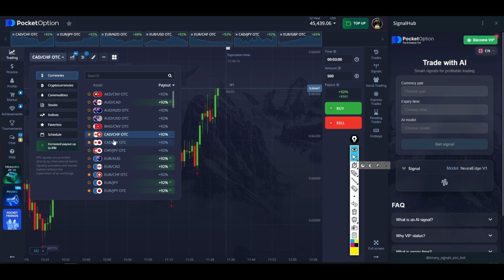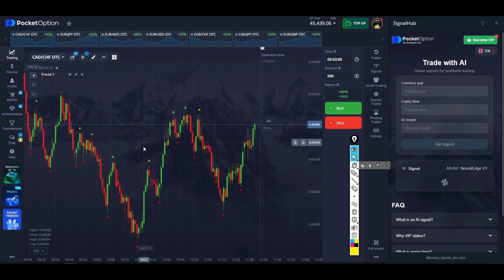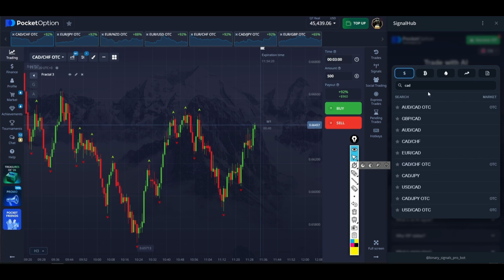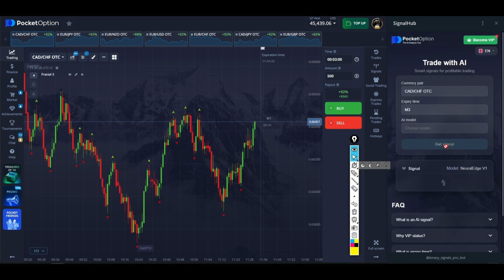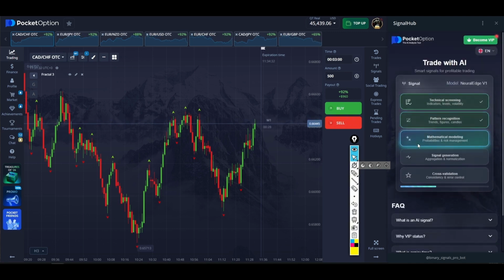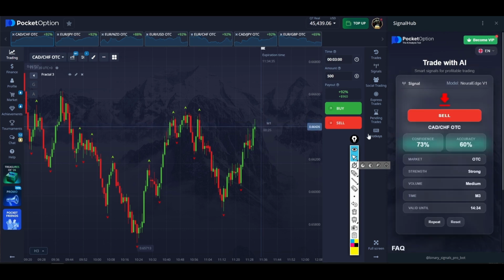All right, guys, let's look for another currency pair. Overall, the market is offering plenty of solid setups right now. Let's stop at the Canadian dollar versus the Swiss franc. As always, the process is extremely simple, and honestly, even easier than before. Everything is intuitive. The interface is very user-friendly.